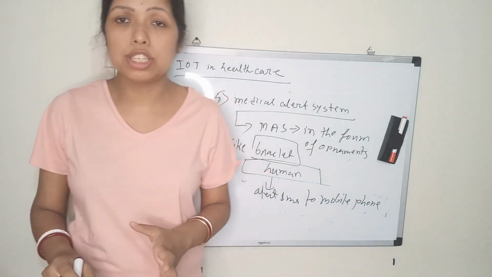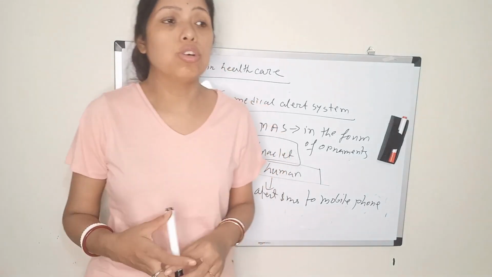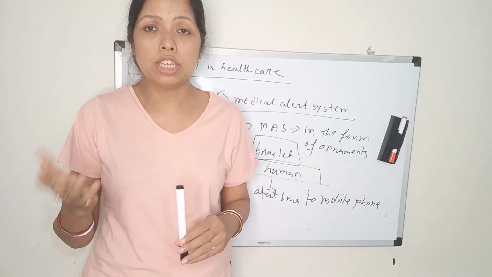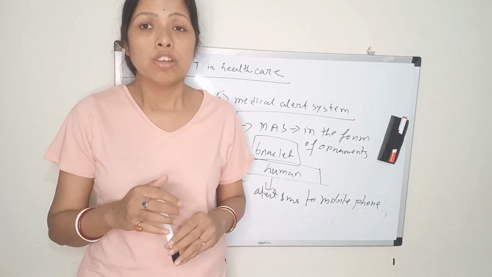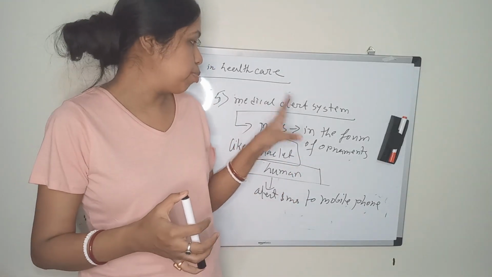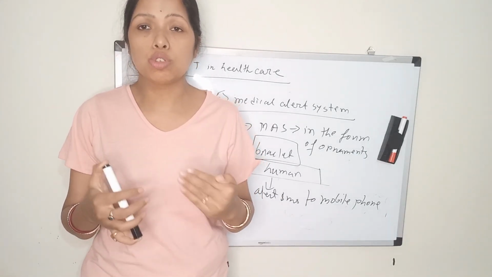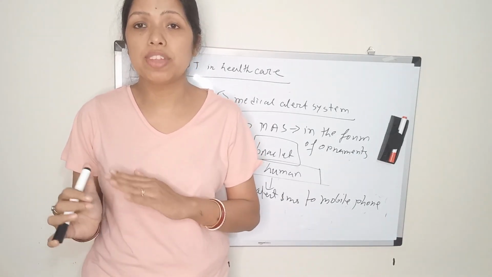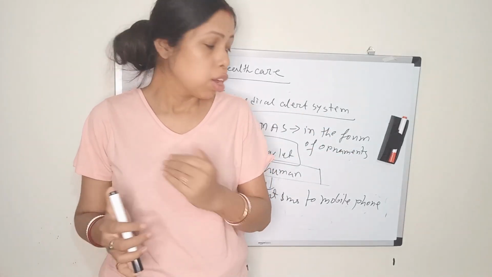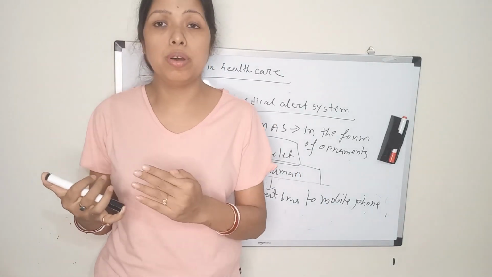What kind of alert message will it give? Suppose, as one example, a person falls down from the bed, and he or she cannot do anything, right? But she can wear a bracelet, this medical alert system IoT device. By using this IoT device, the alert information is given to another person, who can help that person. In this way, the medical alert system can help a human.